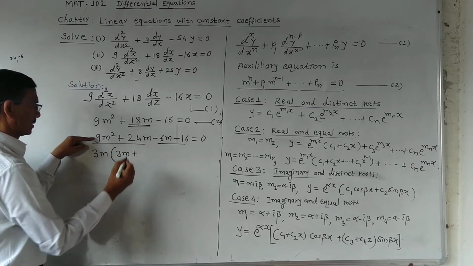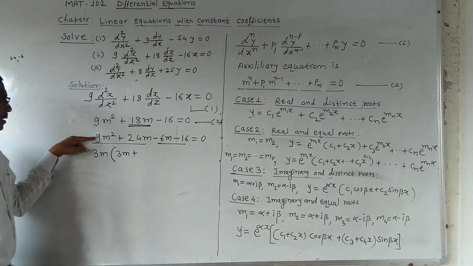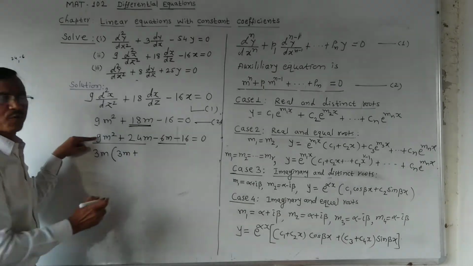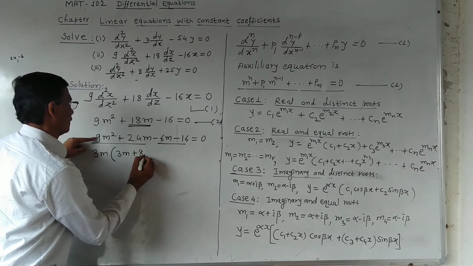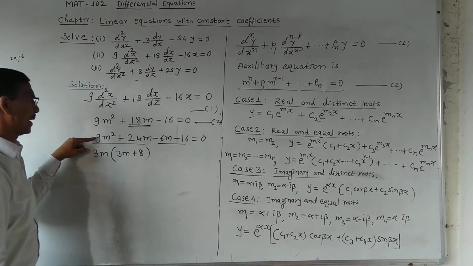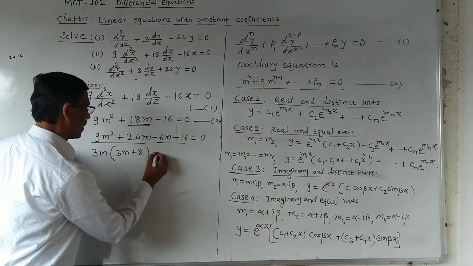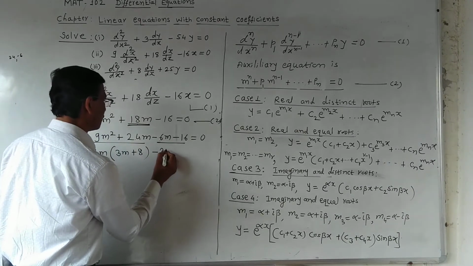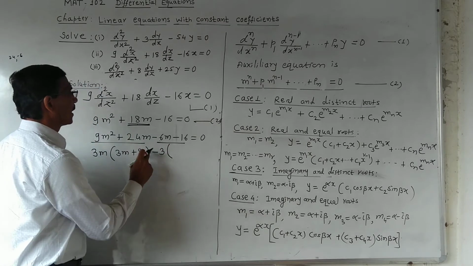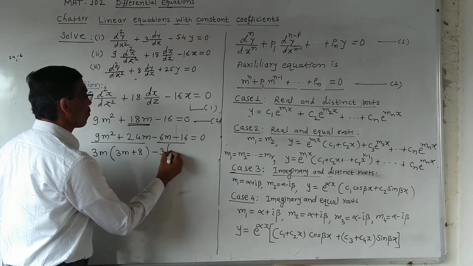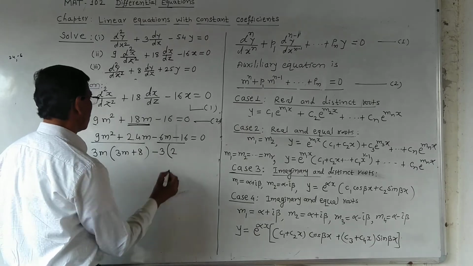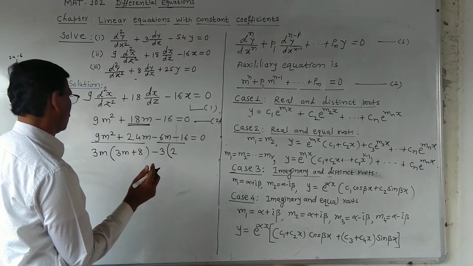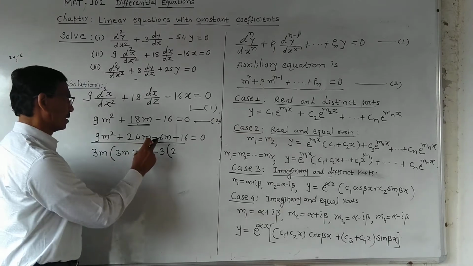3m plus 8 3s are 24. That means 8m is taken outside. 3m plus 8 minus, where 3 is common. After taking minus 3 common, 2, now we want in bracket.